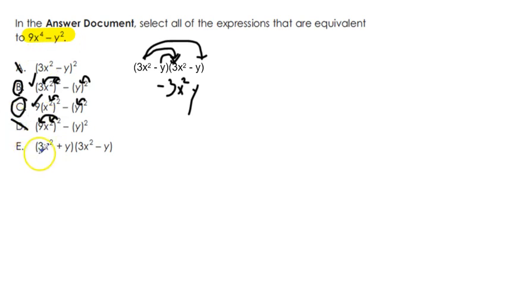And move on to E, 3x squared plus y, 3x squared minus y. So kind of similar to A. 3x squared times 3x squared, 3 times 3 is 9. X squared times x squared is x to the 4th power, because you're adding your exponents. 2 plus 2 is 4. So that works out. When you do your outer, oops, guess I'm just having fun with my arrows today. This becomes the same, negative 3x squared y.